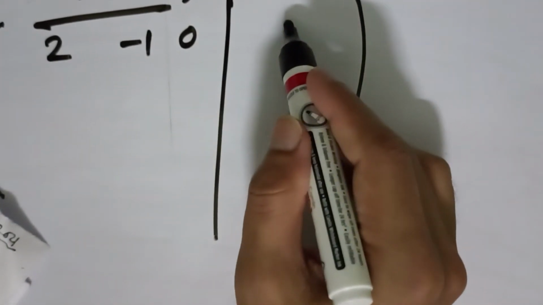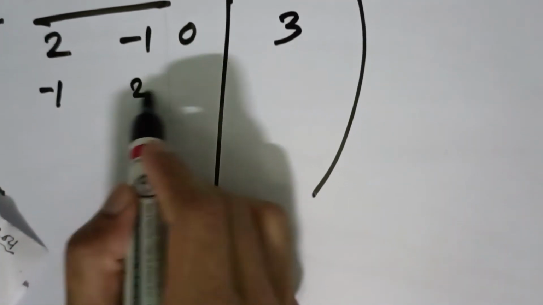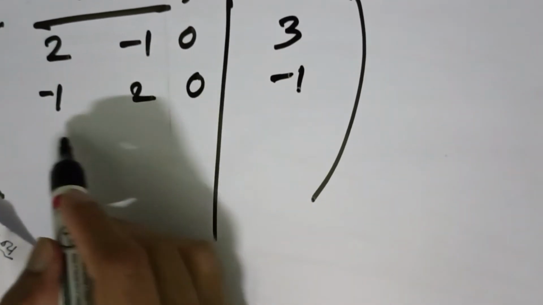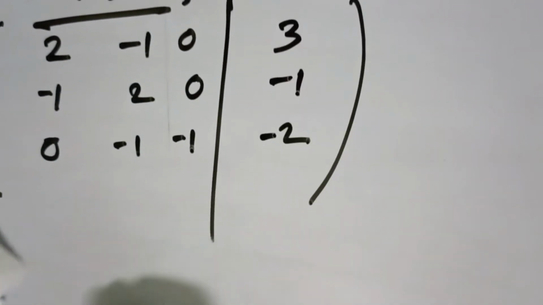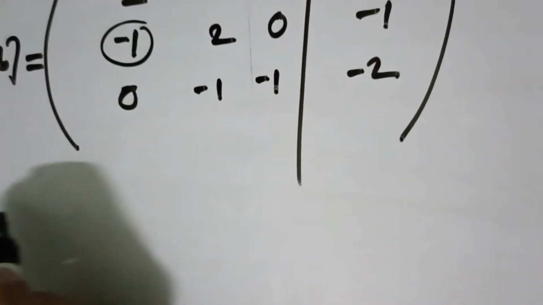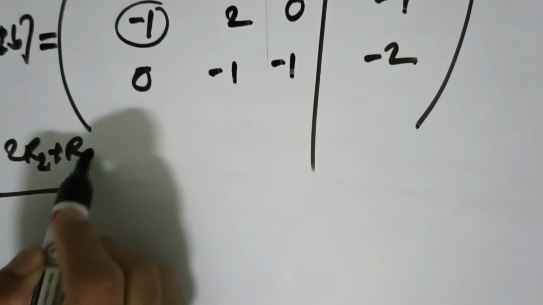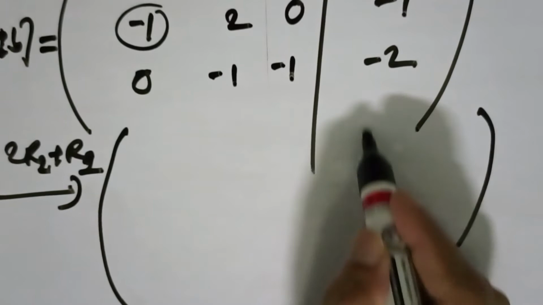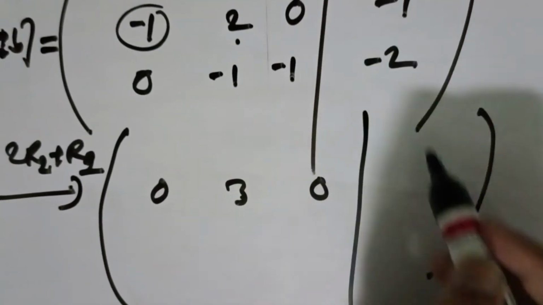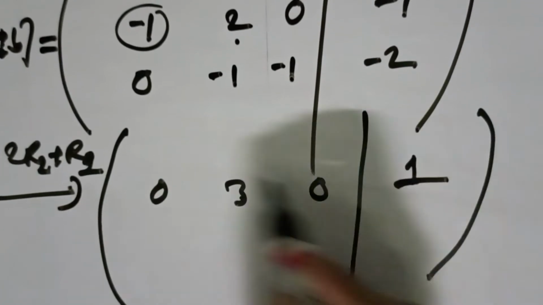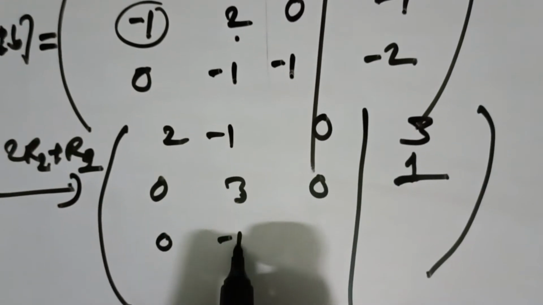The matrix rows are 2, minus 1, 0, minus 1, this will be 3; then k is minus 1, 2, 0, minus 1; then 0, minus 1, and this is minus 2. Okay, so you have to make these entries 0. To make it 0, I am doing one thing: 2R2 + R1. If I apply 2R2 + R1, what do you get? 0, 3, 0, 1, and so on.